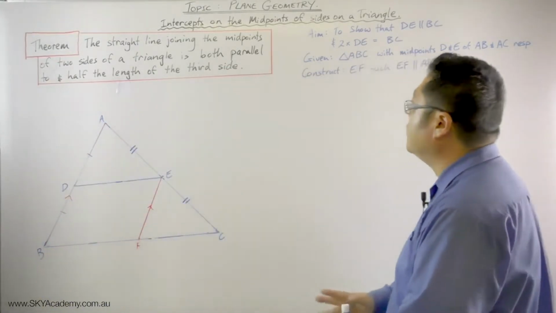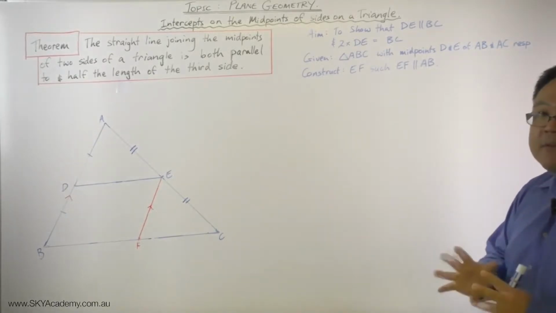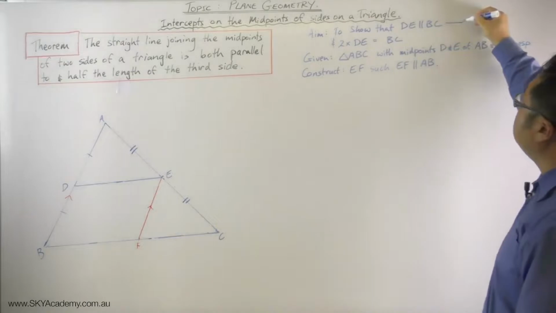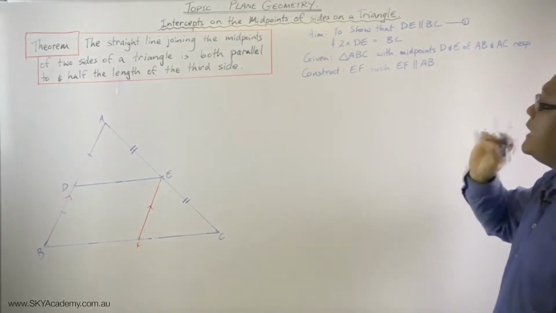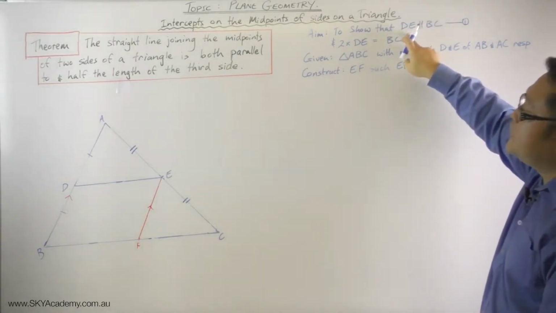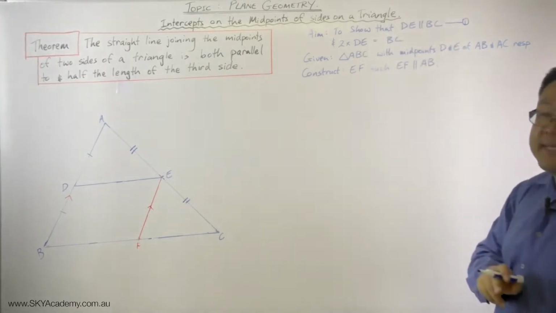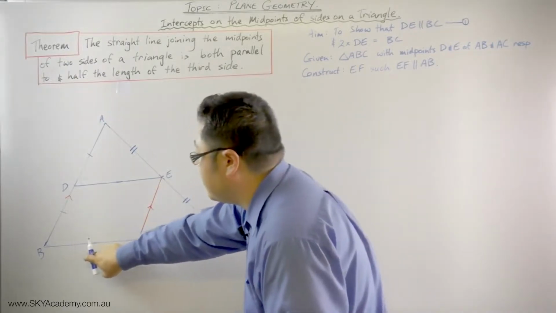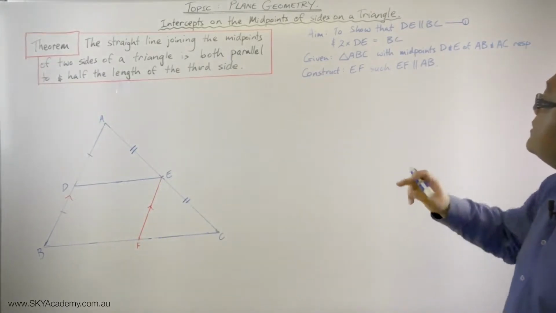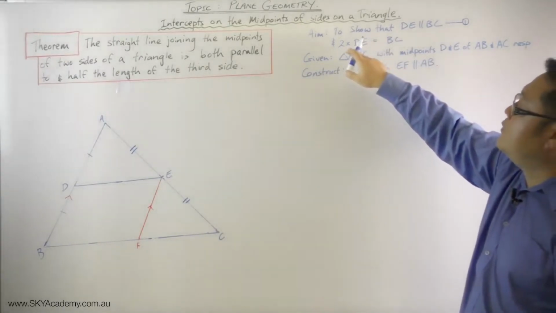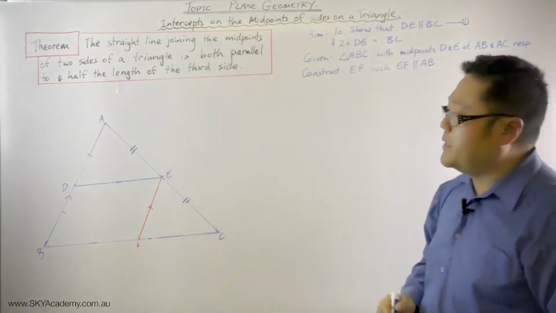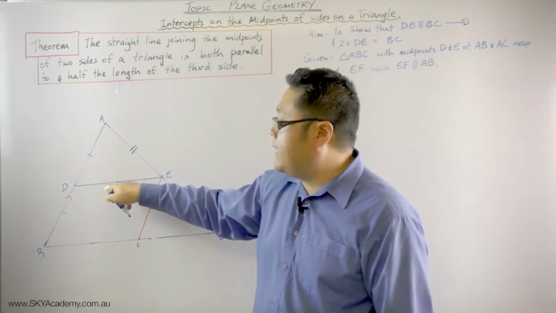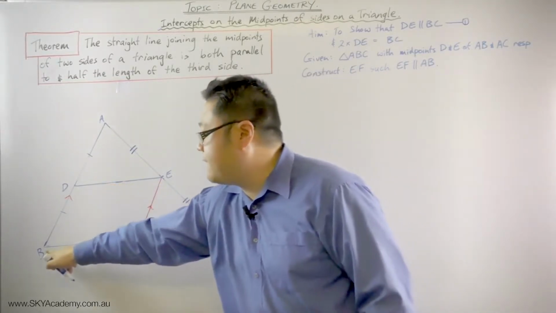Now, there are twofold aims, remember? The first aim is to show that DE is parallel to BC. We're going to try and prove that that line there is parallel to that line there. And the other is to prove that two lots of DE equals BC. In other words, we're trying to show that this side here is half the length of this.